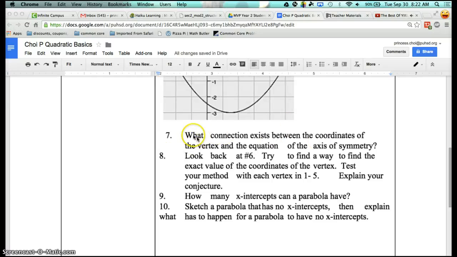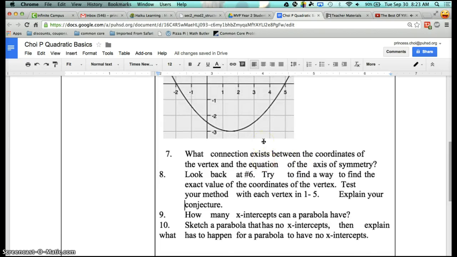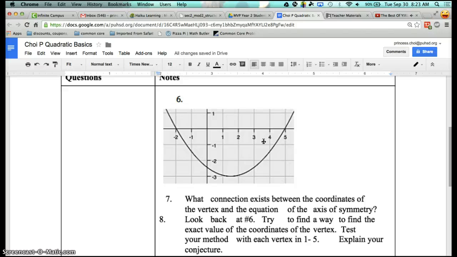So let's take a look at number 7. It says, what connection exists between the coordinates of the vertex and the equation of the axis of symmetry, right? So I want you to look at the graph over here, and in addition to that, I want you to look at the board around you, okay? In this graph, we didn't mark the vertex and we did not mark our axis of symmetry. We did it on paper, but we didn't do it on our digital Cornell notes, okay?